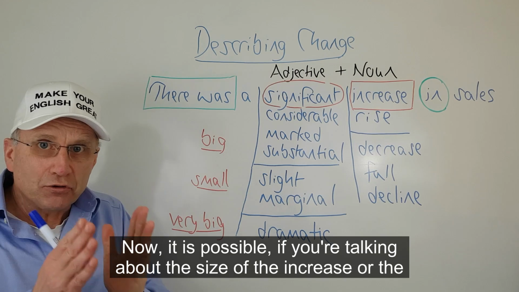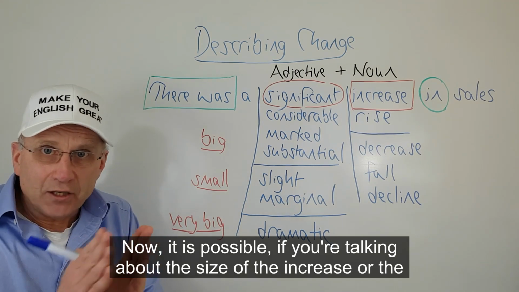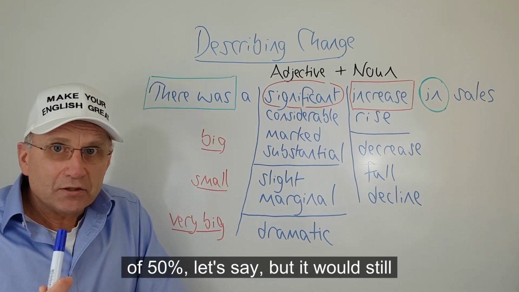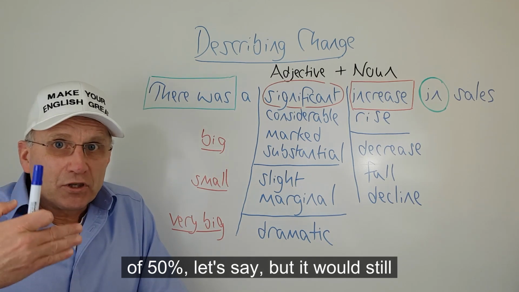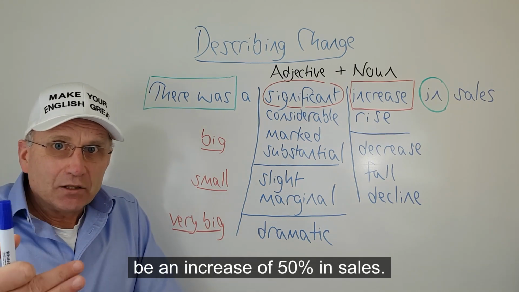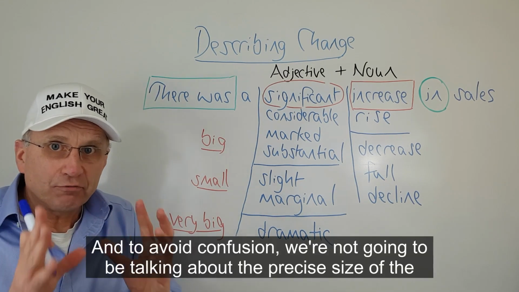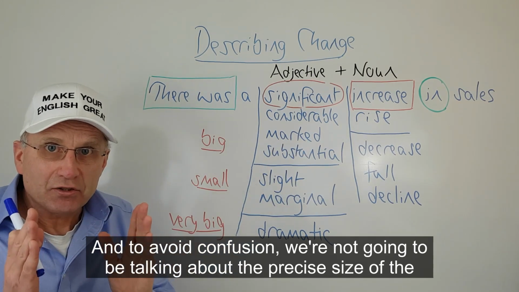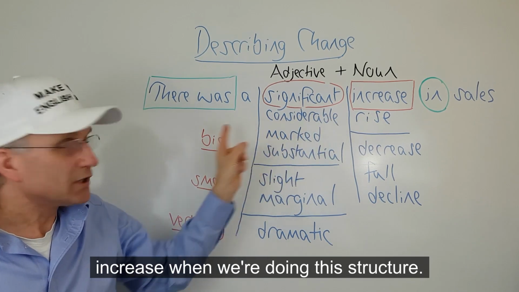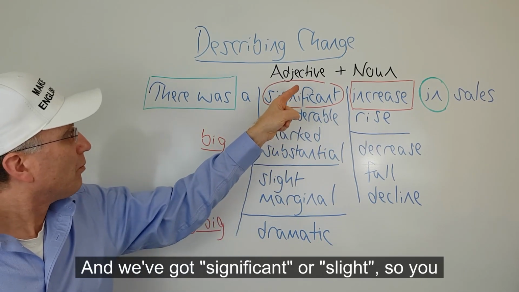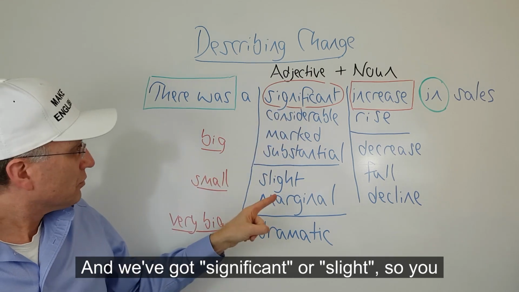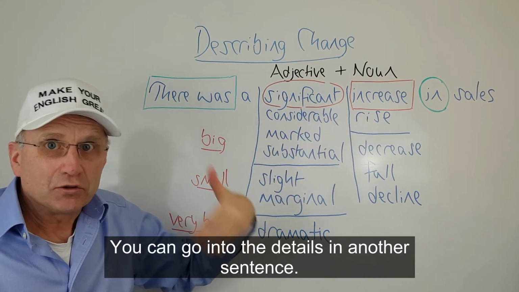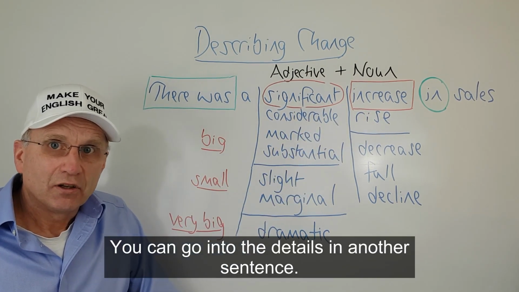Now, it is possible, if you're talking about the size of the increase or the decrease, to say there was an increase of 50%, let's say, but it would still be an increase of 50% in sales. And to avoid confusion, we're not going to be talking about the precise size of the increase when we're doing this structure. And we've got significant or slight, so you don't need to mention that at this point. You can go into the details in another sentence.